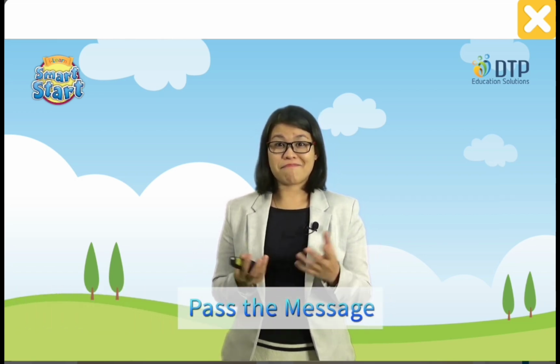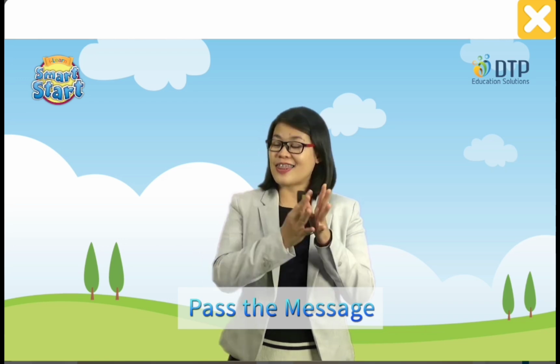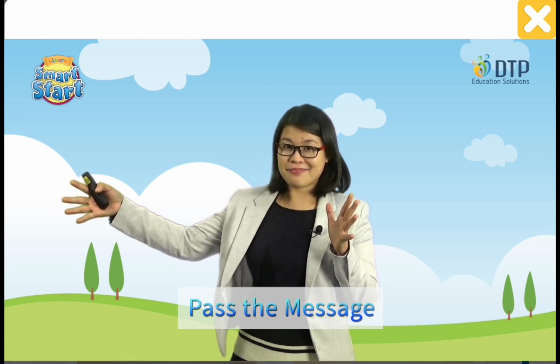And the last one is pass the message. This is very easy. Let them form one line, say a message to the first player, and that first player must pass the message to the next one, and so on. Okay, so the team with the correct message will get a point.